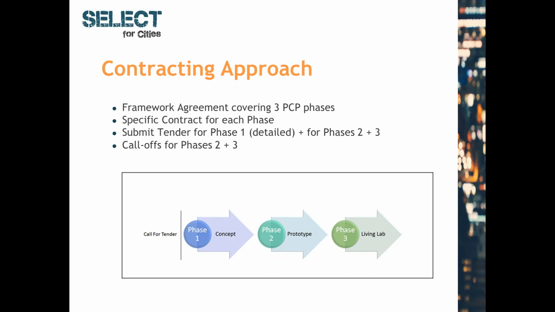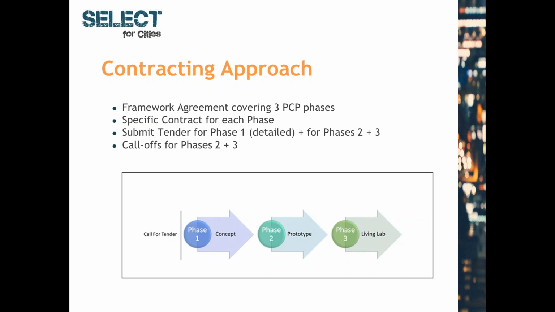Today we are in the request for tender phase. Tenderers can submit a tender until the 14th of April. The Select4Cities PCP is implemented by this framework agreement covering those 3 phases, with a specific contract per phase. In phase 1, the design of the Select4Cities platform is established. In phase 2, the contractors will build a prototype, and tests will be performed in a technical lab environment, as already said. And in phase 3, a pilot deployment of the selected prototypes will occur in a living lab environment.